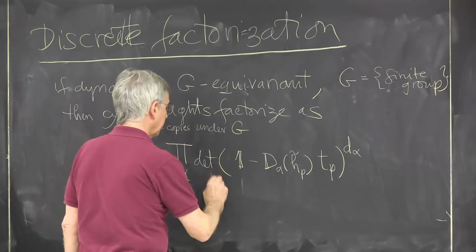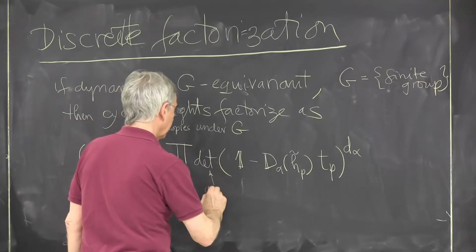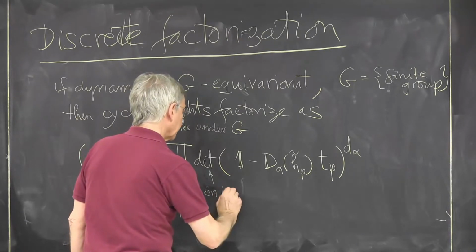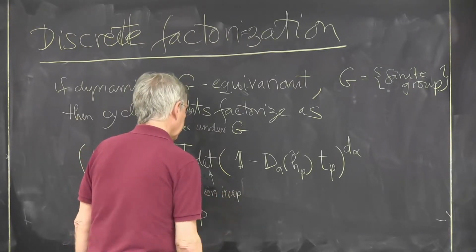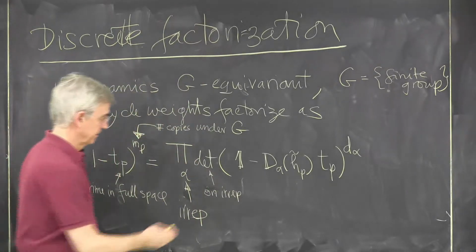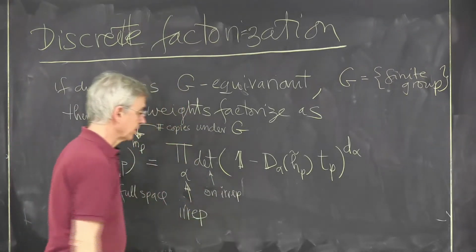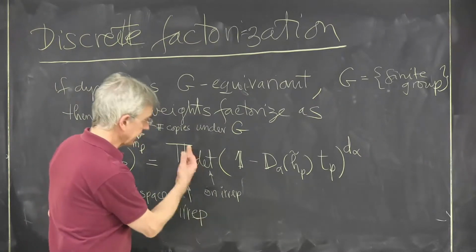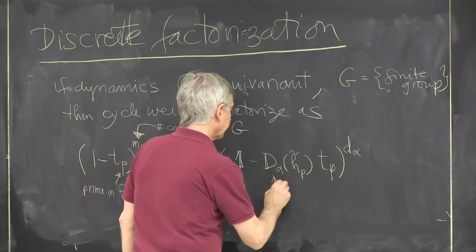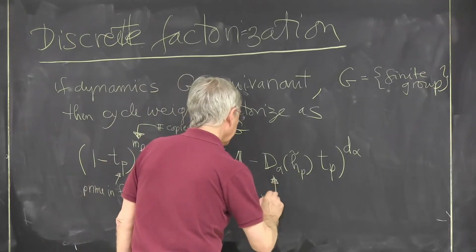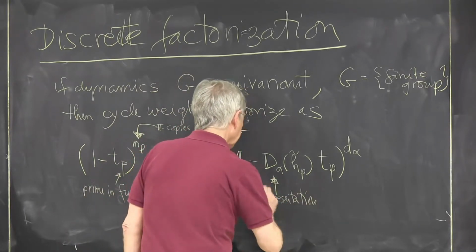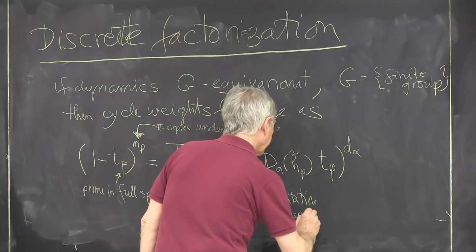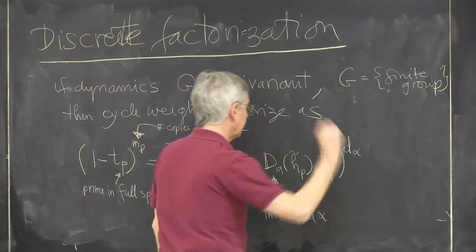Determinant, which now acts on irreducible representation, because the action of the group, a finite group, is represented by finite matrices. This is now the representation in the subspace labeled alpha.